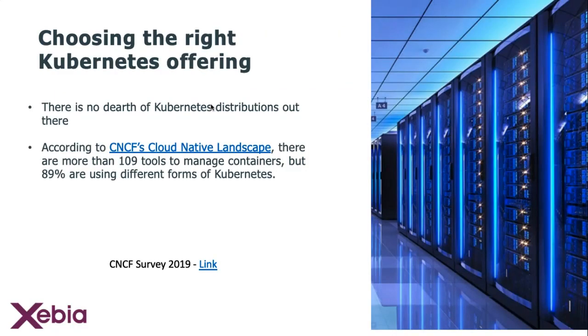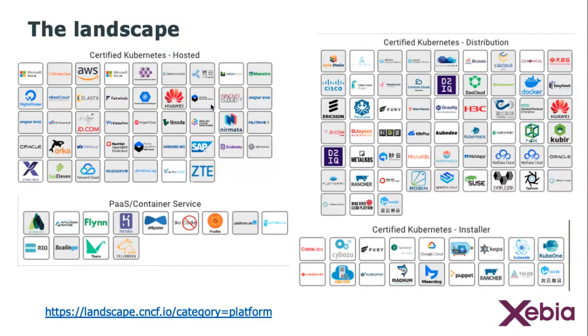So you have to choose the right offering, and there's no shortage of Kubernetes distributions. I'm sure one comes out every week. That's an exaggeration, but as per the CNCF cloud native landscape, if you zoom in, there are about 109 tools to manage containers, and 89% of them use some flavor of Kubernetes. That's the survey that was done in 2019, and the results just came out. There are so many that I couldn't take a single screenshot. I had to take multiple screenshots to fit them all.